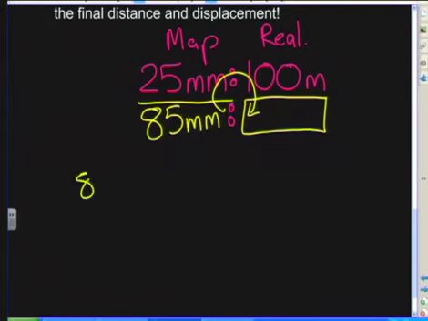So I start out with 85. I divide by 25, and that gets rid of the millimeters, because the millimeters will cancel out. So I divide by the thing which I have. Then I multiply by the thing which I want. So you multiply to go across here. So I divide to go up, and you multiply to go across. So you multiply by 100. And let's put that into the calculator, and let's see what comes out here.